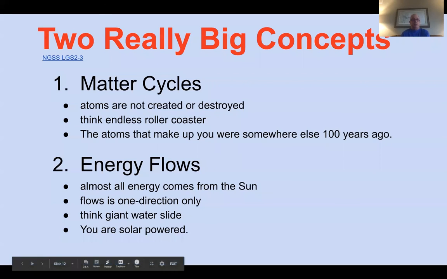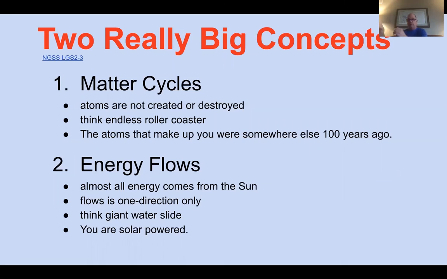Here are those two really big concepts I told you we needed to make sure we understood. Matter cycles and energy flows. What do I mean by that? In matter cycling, that's the law of conservation of mass. When we go from oxygen and glucose to carbon dioxide and water, we have the exact same number of molecules before and after. We didn't create anything. We didn't end anything.